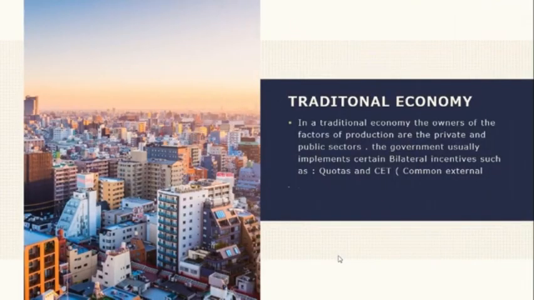There is something called the traditional economy. In a traditional economy, the owners of the factors of production are the private and public sectors. Private sectors are usually owned by private individuals, while public sectors are owned by government personnel and the government itself. The government usually implements certain bilateral incentives such as quotas and the CET, common external tariffs.